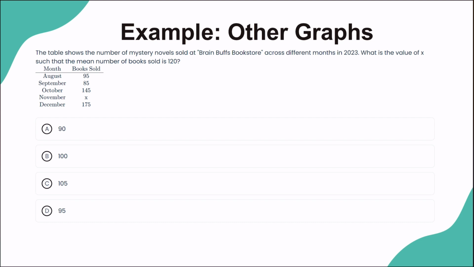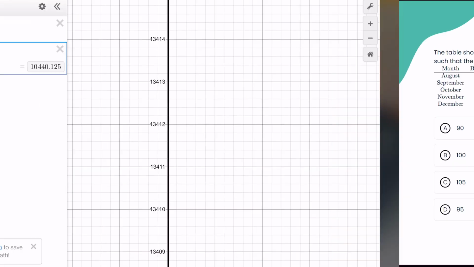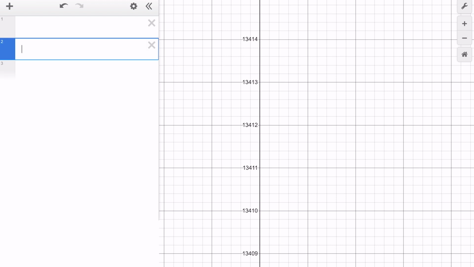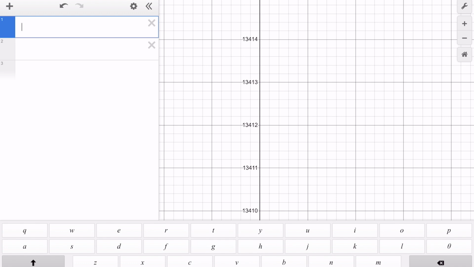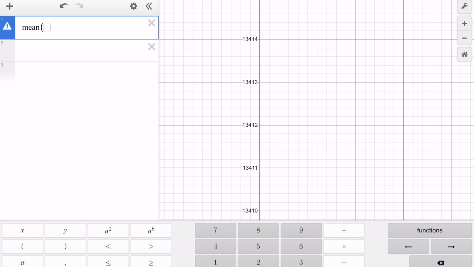And the last one we're going to do is this kind of statistics type problem. Now, Desmos has basically 4 functions of statistics that it can do. Not a lot of people know this, but you can type in something like mean and then put parentheses and put in numbers here to find the mean.